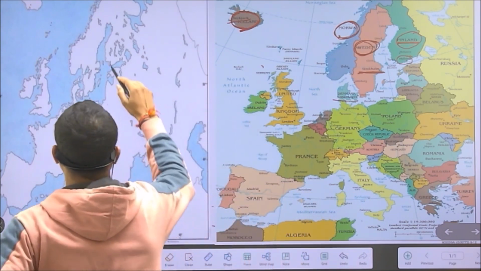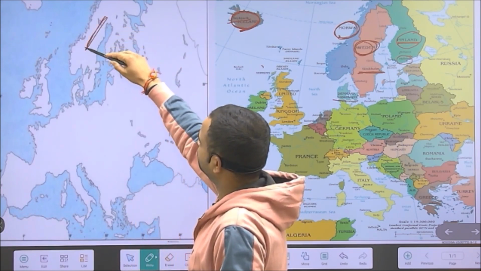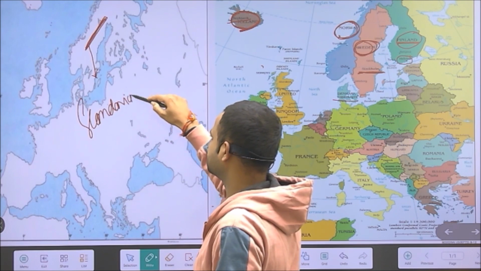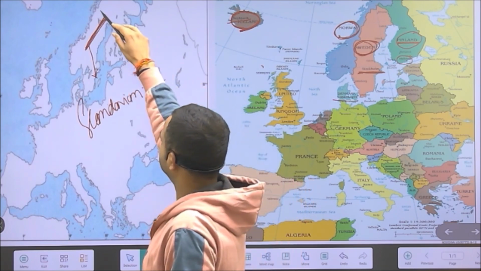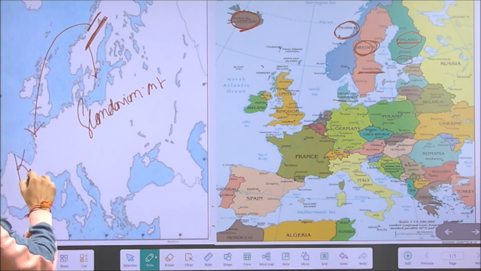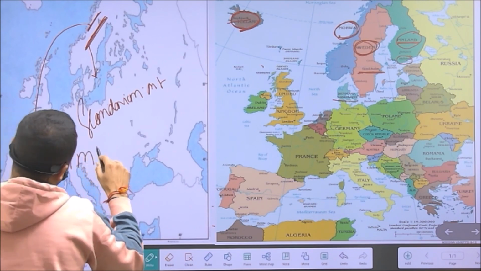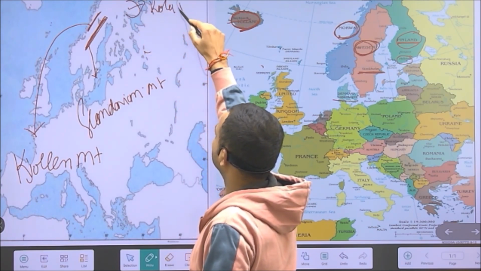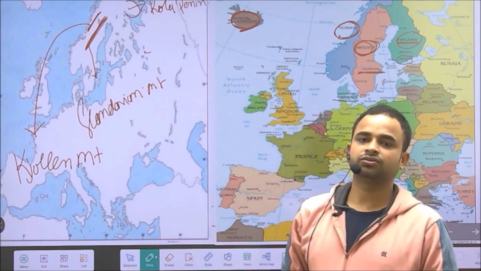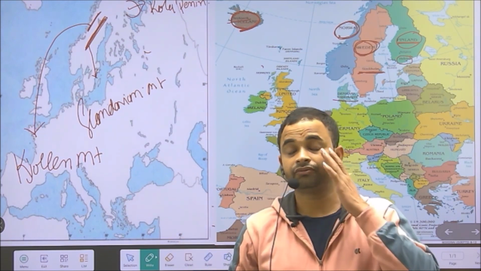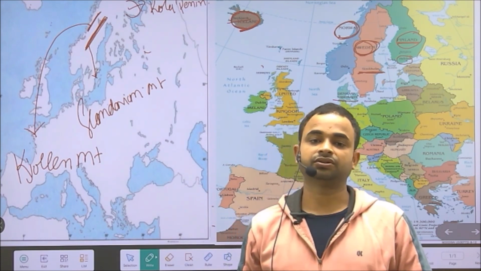Now I will discuss the physical landscape of Europe. Here you can see one mountain system, which is called the Scandinavian mountain system. Above the Scandinavian mountain system, another mountain system is situated, called the Khibiny mountain. This peninsula is known as the Kola Peninsula. What a peninsula is and the concept behind it, I discussed in my earlier video on North America, so if you don't know, you can go and watch there.